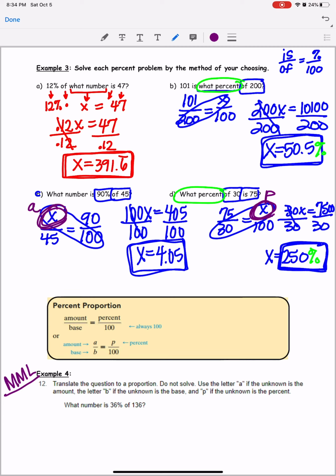So it says, translate the question to a proportion. It specifically says, do not solve. Okay, so I'm literally just setting up this proportion. Use A if the unknown is the amount, B if the unknown is the base, and P if the unknown is the percent. So your question is, what number is 36% of 136? So this of needs to go in place of my of, in place of what they're calling the base.